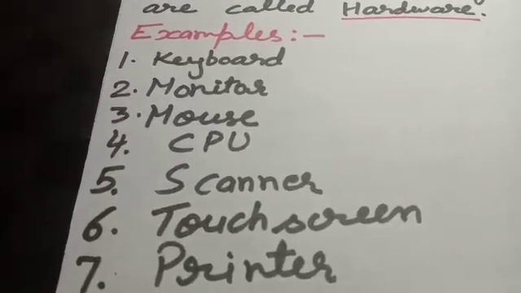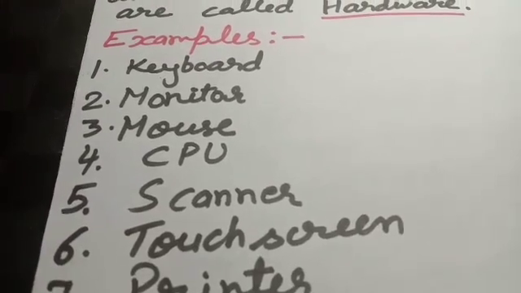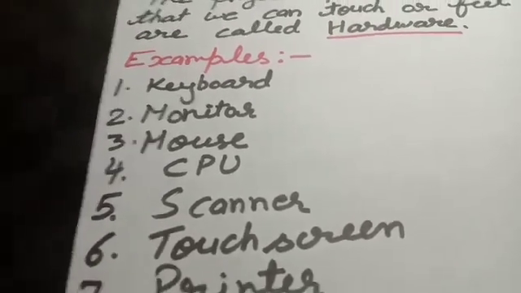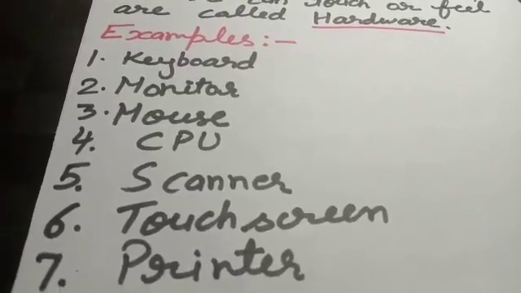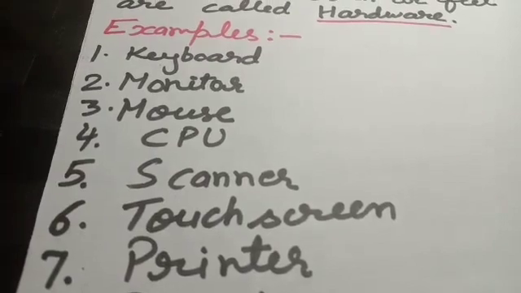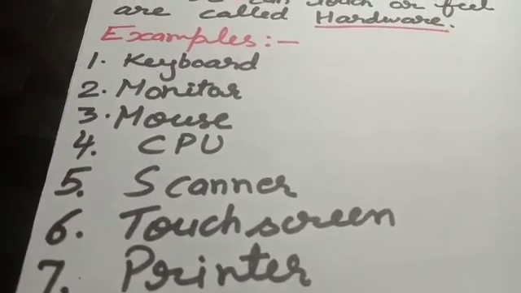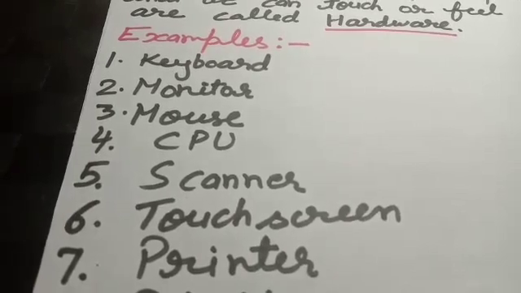Next is printer. This is a very common device, children. Suppose you want to take your output on a paper. How will you take that output? That is possible by the printer. You can take your result, your answers, whatever the output of your problem, on the paper with the help of printer.